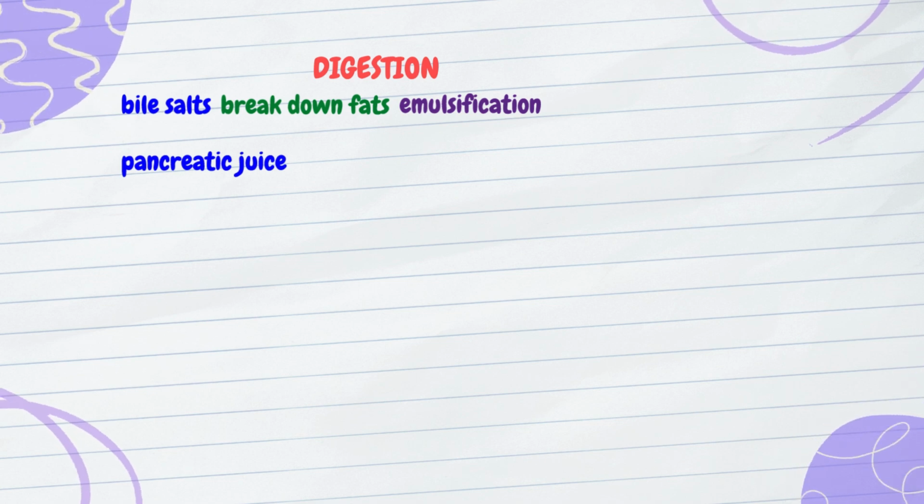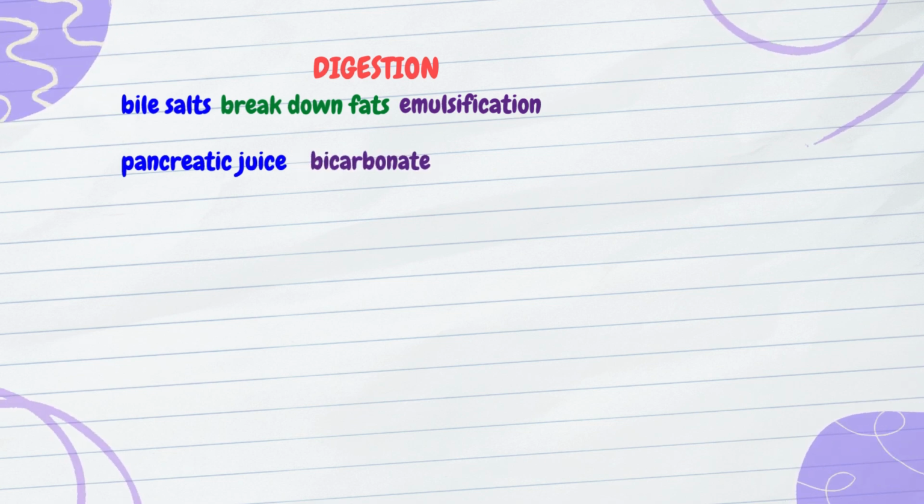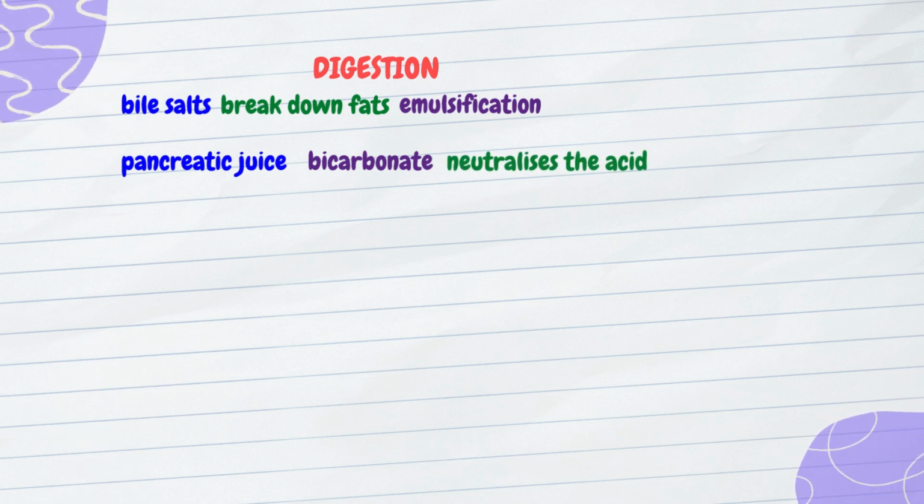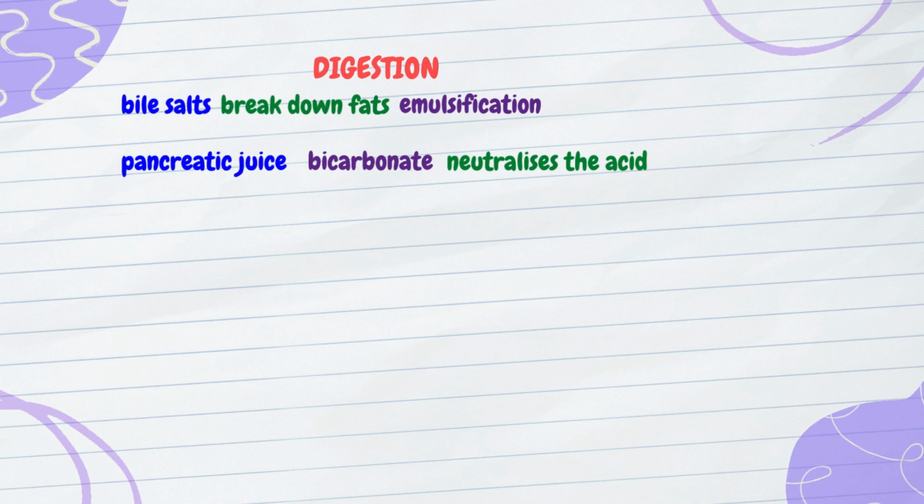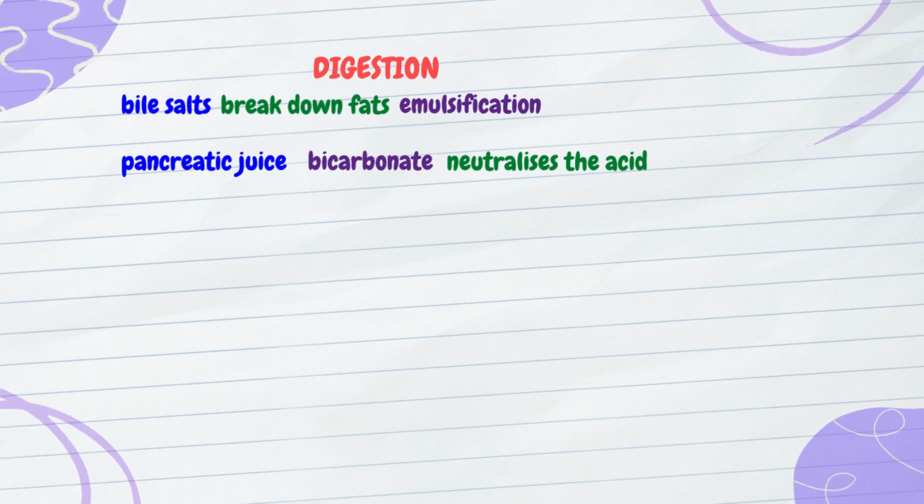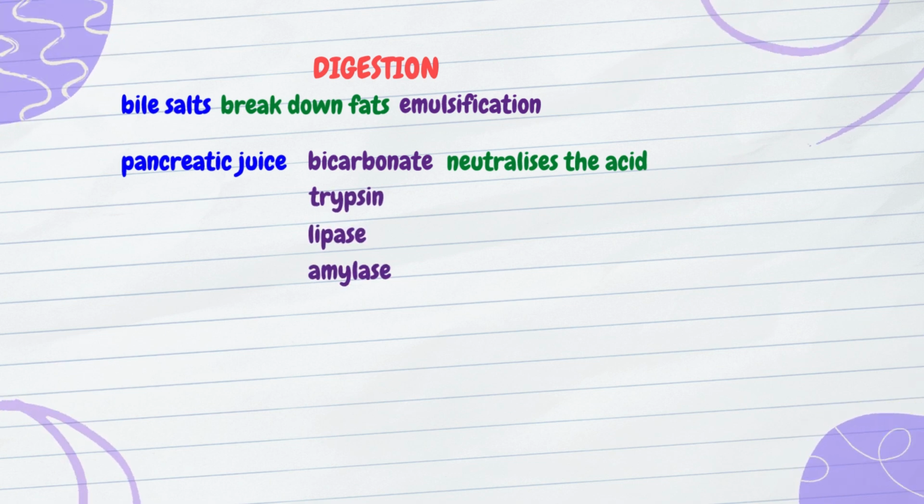The pancreatic juice contains the digestive enzymes and the bicarbonate. The bicarbonate neutralizes the acid from the stomach and creates an alkaline environment for the enzymes' optimal pH. Enzymes found in the pancreatic juice include trypsin, lipase, and amylase.